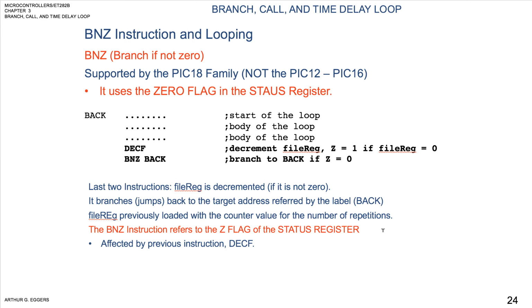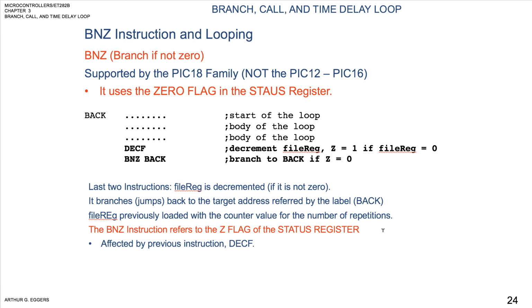The branch if not 0, BNZ instruction, is used as follows. If we look at this simple little instruction set, we've named the first line "back", which becomes the start of the loop. Then we have the body of the loop, followed by the branch if not 0. Now we have a decrement F, which is just a decrement of the file register.